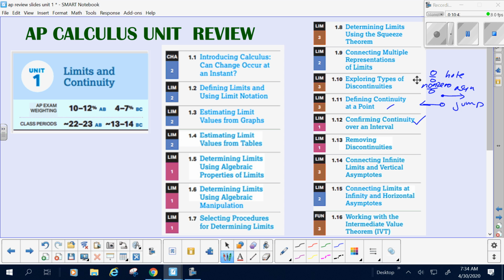Limits and vertical asymptotes, you need to know that if you get an infinite limit, that implies a vertical asymptote. And if, as x goes to infinity, you get a constant, that implies a horizontal asymptote. All right, so in both cases, it's one of the variables, either x or y, going to infinity, while the other variable goes to a constant. And working with the intermediate value theorem, remember the requirement is continuity. Okay?